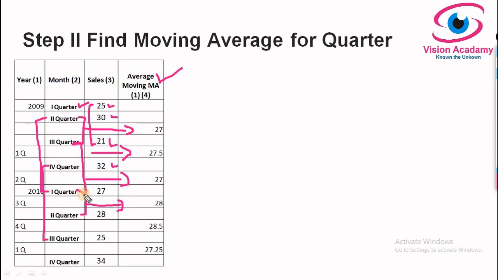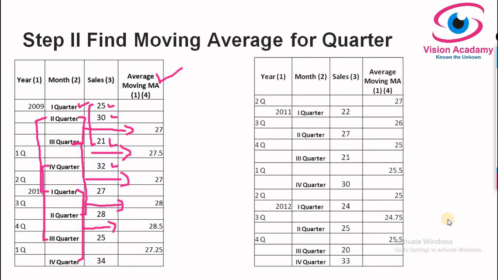For the next data, we have to consider the 2010 first quarter, second quarter, third quarter and fourth quarter data, and we need to add them and divide by 4. We need to insert that value between the second and third quarter data, and we repeat the procedure until all the observations in the given data are exhausted.